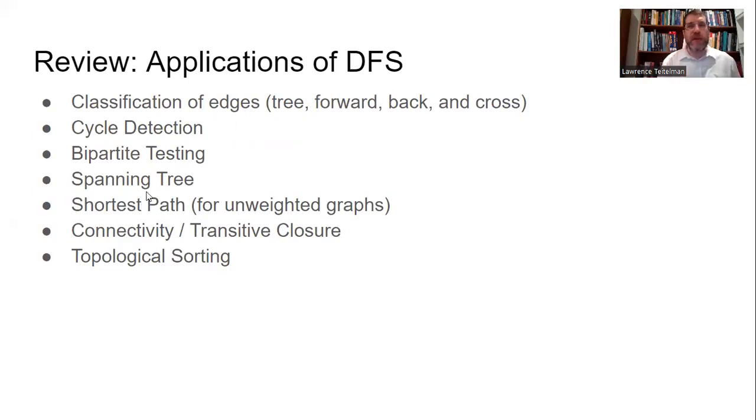Spanning tree, to find the minimum number of edges that is required to create connectivity in the graph. Shortest path, right? That's for unweighted graphs. We'll talk about that for weighted graphs probably today.